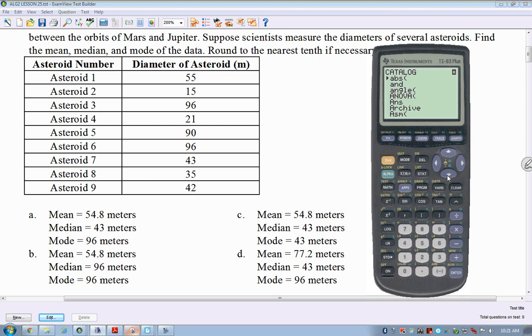All right, we're going to hit our arrow down button until we get into the D's, and we want to find something called diagnostic on. Because that's essentially what we're doing, a diagnostic of data. All right, and we're going to hit enter and enter again. You might have to hit enter multiple times if you have a newer calculator.